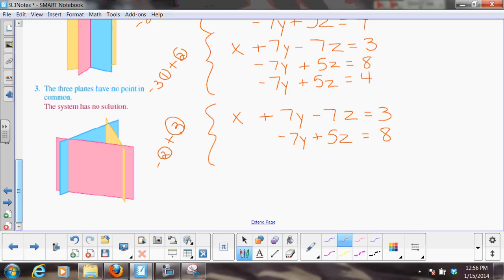All right, so negative 7 plus 7 is 0. Negative 5 plus 5 is 0. Negative 8 plus 4 is negative 4. Well, does 0 equal negative 4? No. So this is no solution.